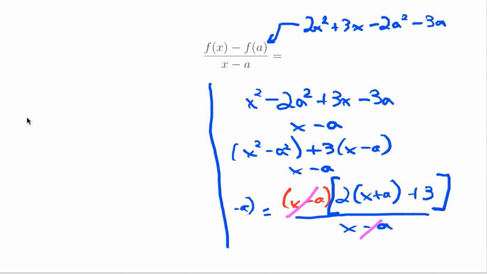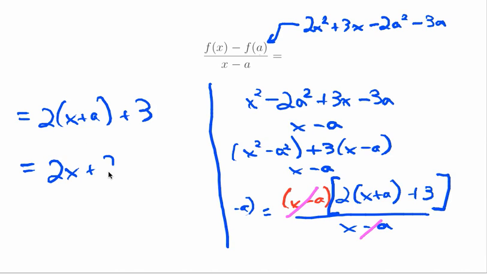All right, so once I make this cancellation, I'm left with only the things in the square brackets here. That's 2 times quantity x plus a, plus 3. And a good last step here would be to simply multiply the 2 through. 2x plus 2a plus 3. And that's my answer. Whew, that makes me pretty happy that I got that.